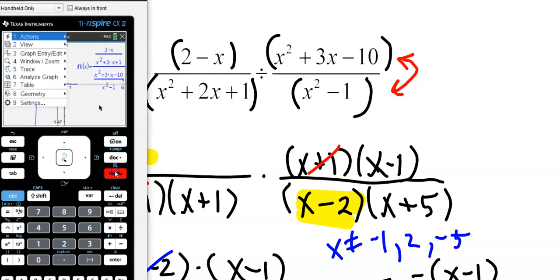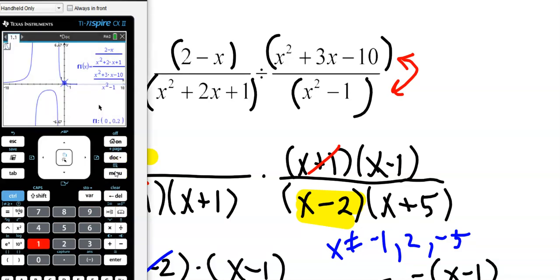Okay, I graphed it. It's kind of a complex graph there. It's hard to type in. So let's just plug in a few values. If I plug in -1, you can see it's undefined. 2, it's undefined. -5, it's undefined. The value I want to test is 1. I want to just see what happens. So what's interesting is 1 is also undefined.